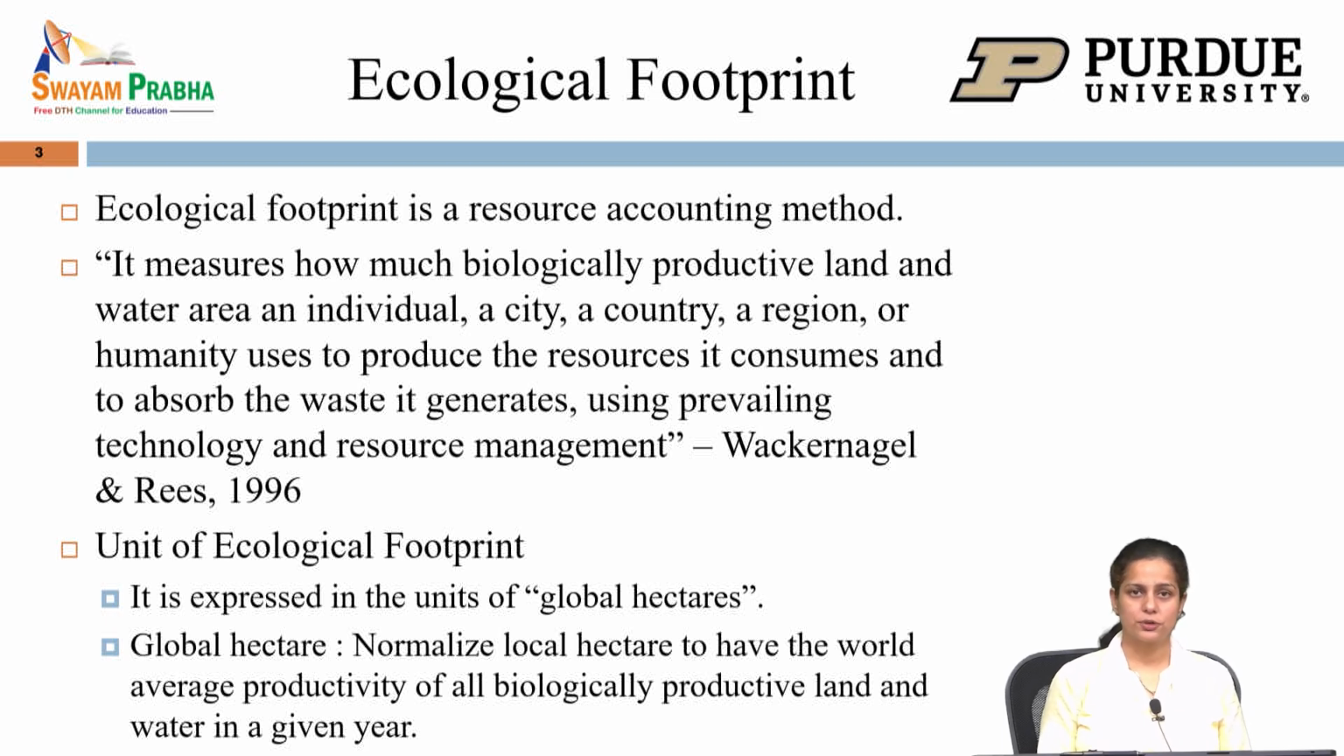The unit of ecological footprint is mostly expressed in global hectares, and what it means is that we are representing all the land available in the world as one average unit, which is the global hectare. So, we are normalizing the local hectare. If we are doing production in India versus China or versus the United States, the productivity of the land will be very different. But since we want to harmonize the metric, we represent all of that in a global hectare, by taking the world average productivity of all biologically productive land and water in a given year.